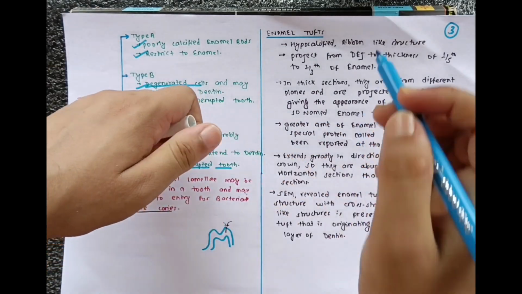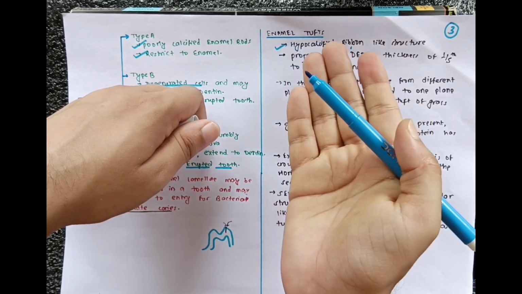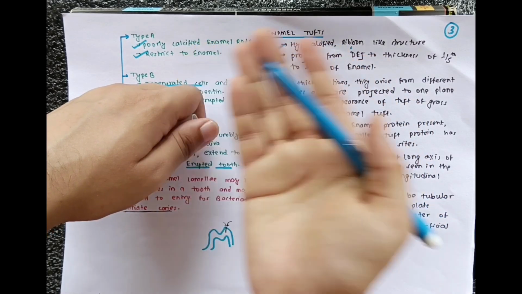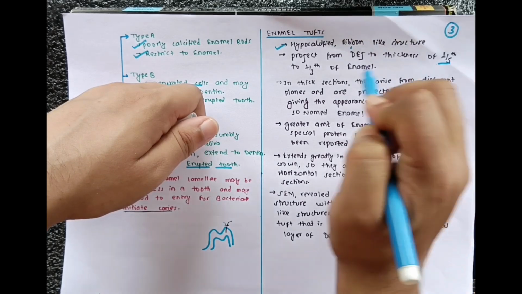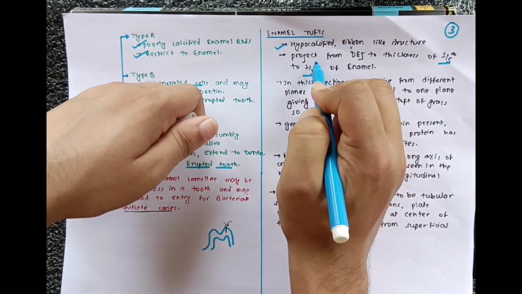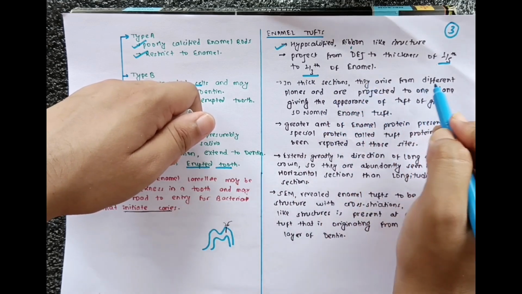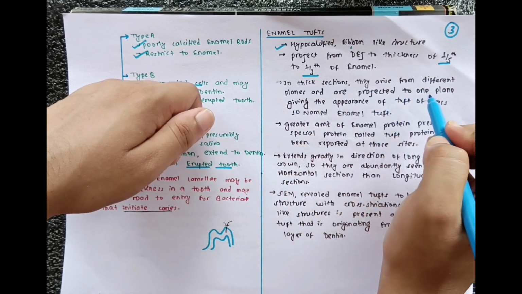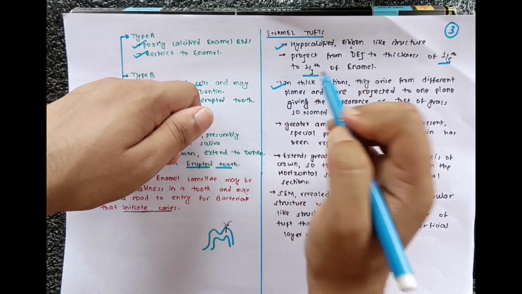Enamel tufts are simply ribbon-like structures, and they are hypocalcified structures like the enamel lamellae. They project from the dentino-enamel junction to the thickness of one-fifth or one-third of the thickness of the enamel. In thick section, they arise from different planes and are projected to one plane, giving the appearance of a tuft of grass. So that is the name enamel tuft.